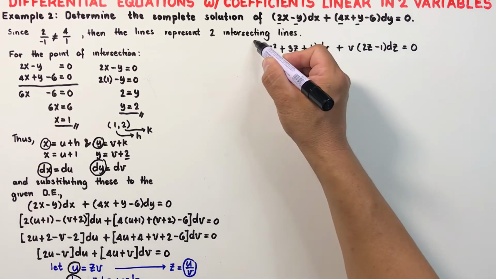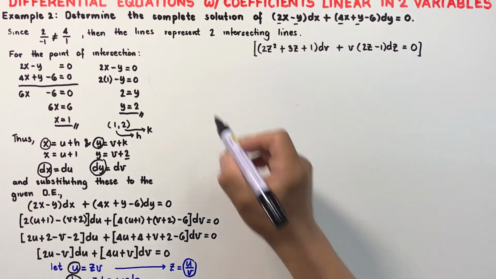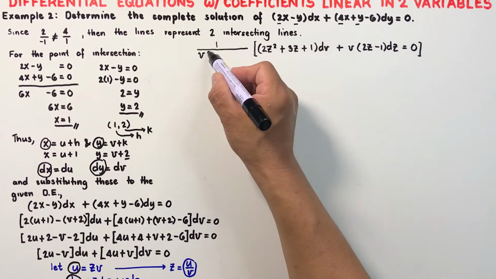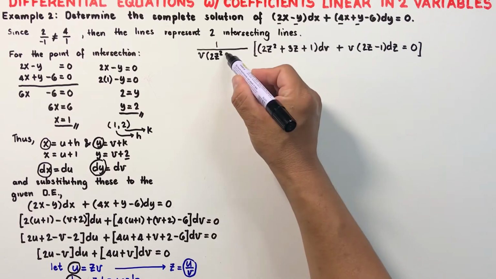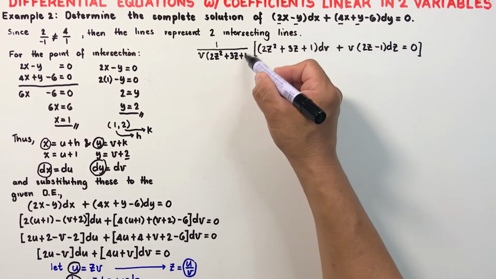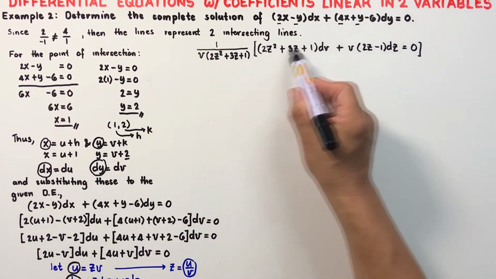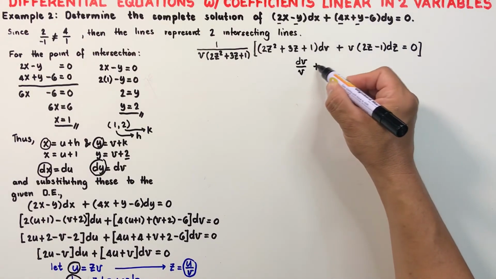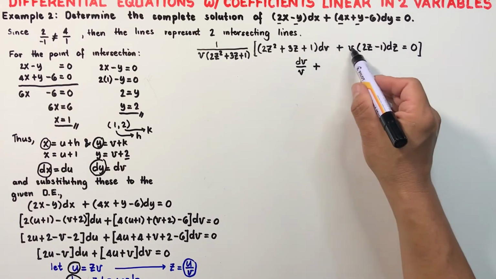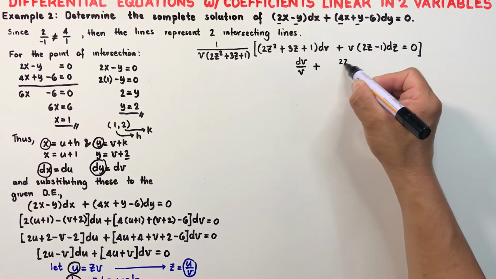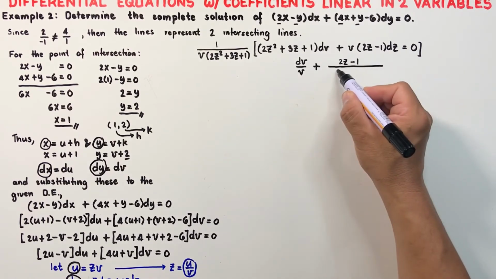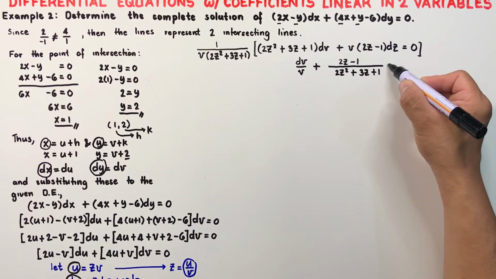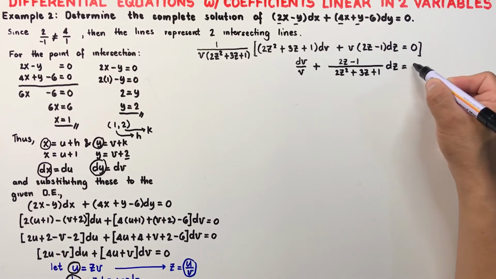And that can be attained by multiplying both sides of the equation by 1 over the v here from here, and this one, which is 2z squared plus 3z plus 1. So this one will be cancelled by this one. So what remains is dv over v. And this is added to this quantity because this v will be cancelled by this v. So we have 2z minus 1 over the quantity of 2z squared plus 3z plus 1. And this is multiplied by dz here, and the sum is equal to 0.